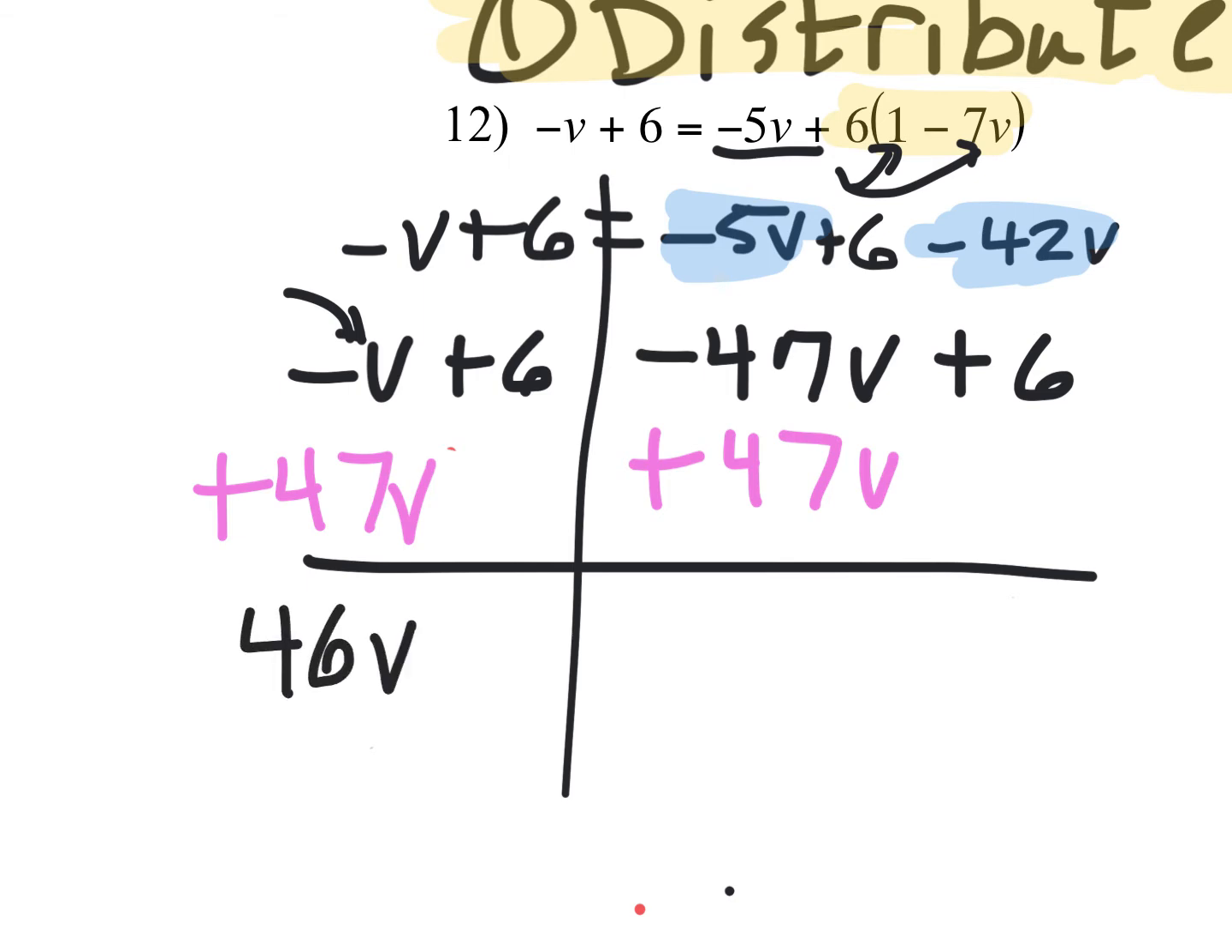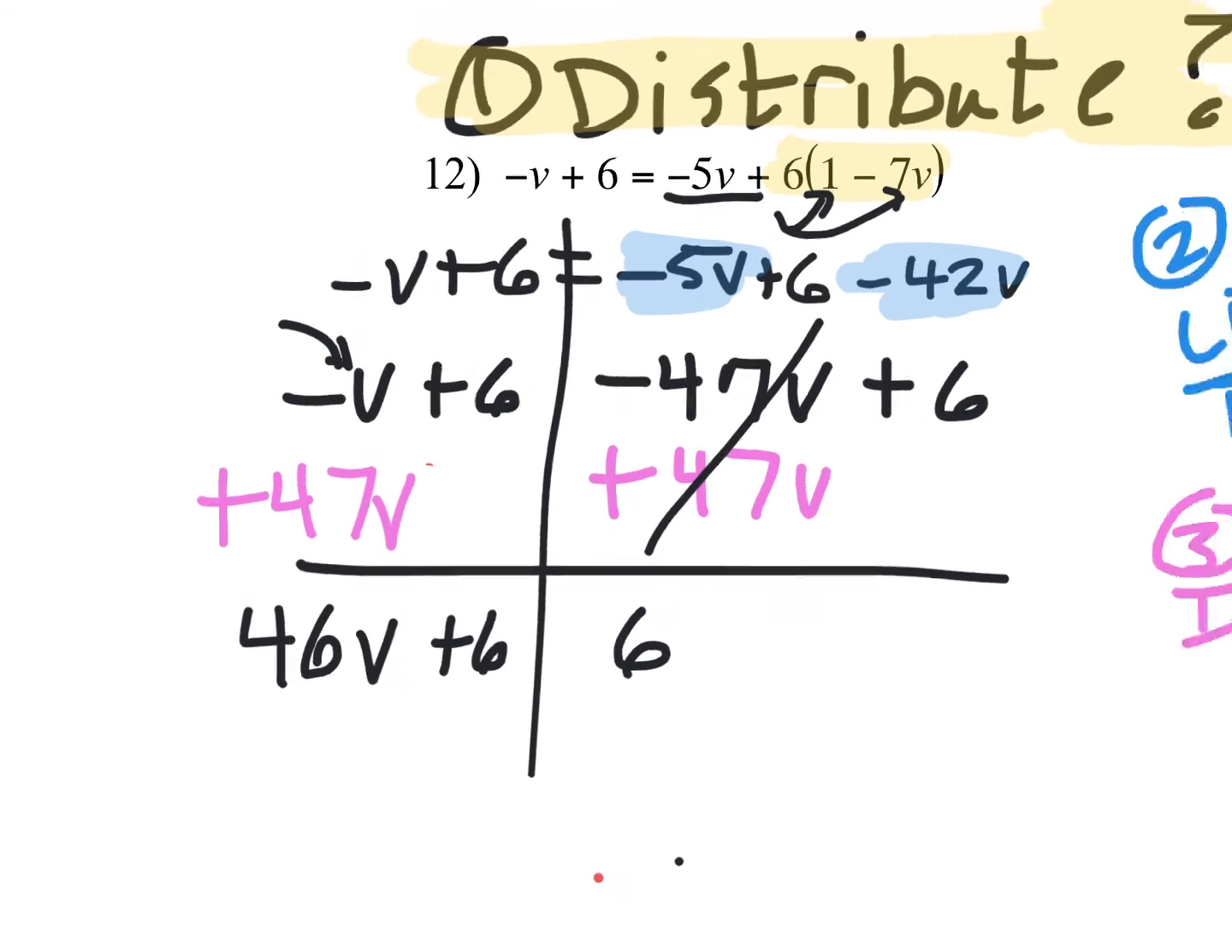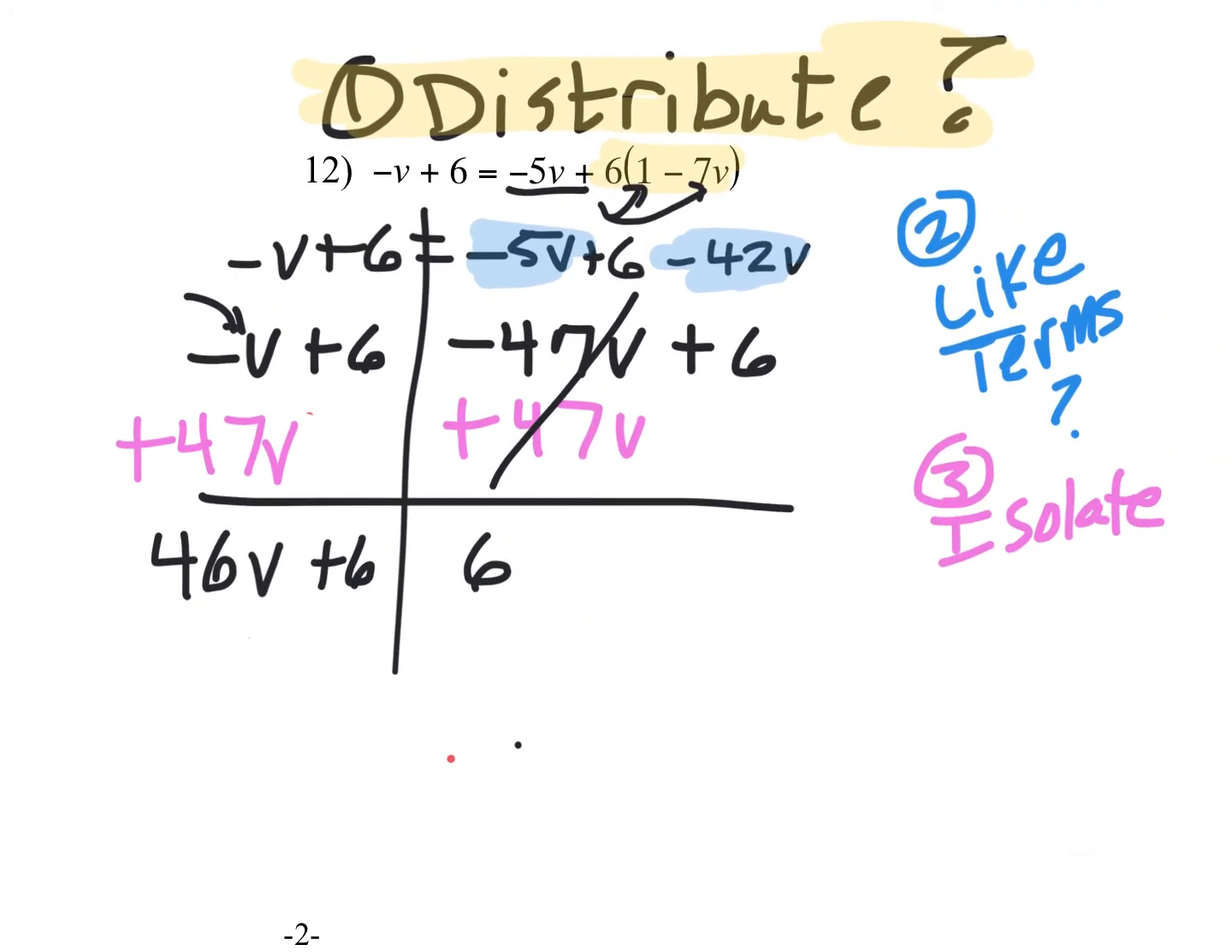That plus 6 has just been chilling out, waiting for his moment to do something. Over on the other side, we've canceled those out. And I still need to bring down that other 6 that's been chilling out there waiting. So we're still isolating. So now that we got it down to one variable, we got to get that one variable by itself. So what's sitting there with the v that needs to go away? What would be, so we got that 46.